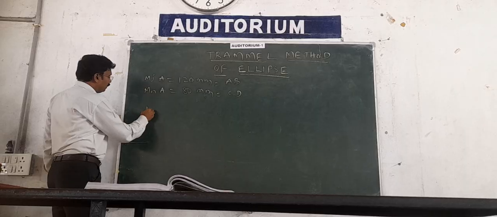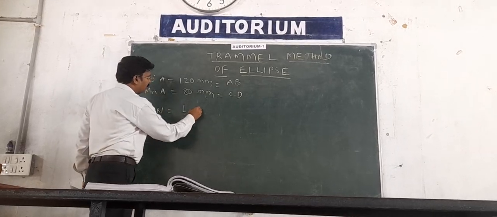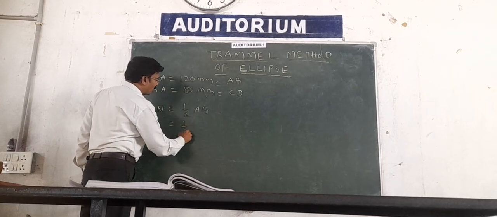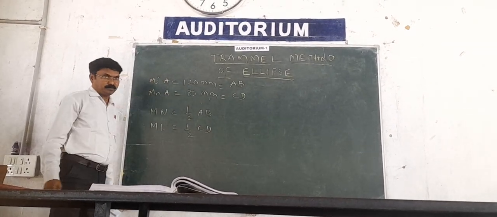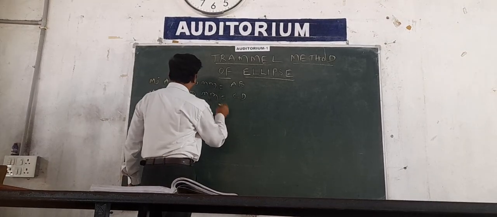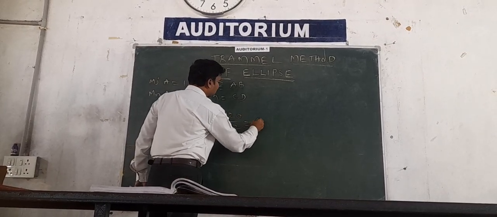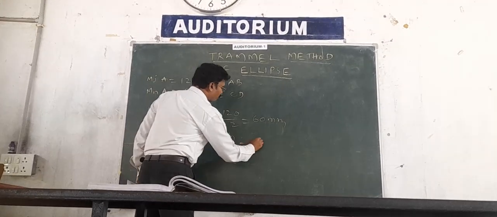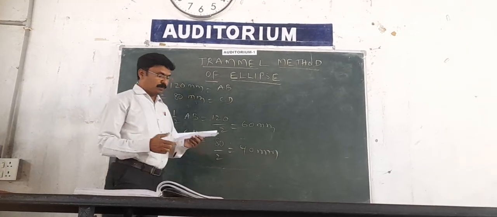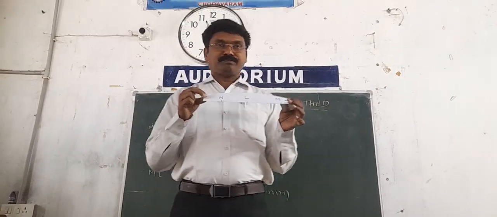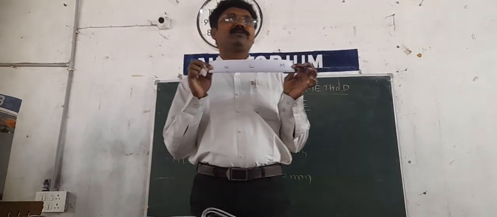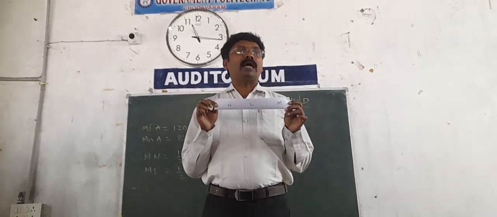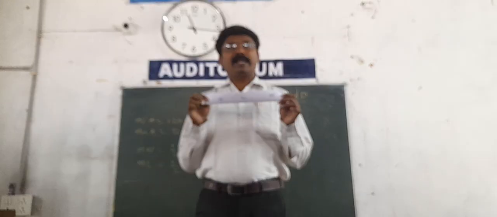MN is half of AB, the major axis, and ML is equal to half of the minor axis CD. Here it will be 120 by 2, that is 60 mm, and CD 80 by 2, that is 40 mm. Right, we have to prepare the Fresnel. The distance between M and N is half of the major axis. The distance of ML is half of the minor axis.